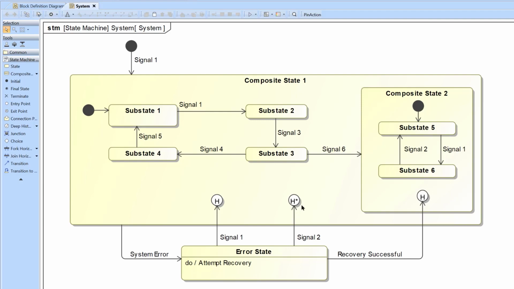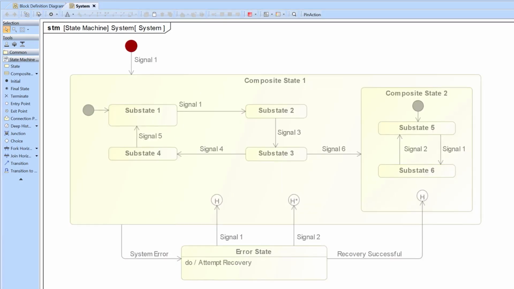We also have this deep history. So what that means is it'll go back to the nested state, or another substate, the last substate that it was in previously. So let's say, for instance, we made it all the way to this substate 6, and then we received that system error. After attempting the recovery, if we had a signal 2 sent, that would take it to this deep history, in which case it would not only go back to composite state 2, but also the substate that it was last in, which is substate 6. So that's a very interesting concept. Let's go ahead and run a simulation and you'll see what that looks like.